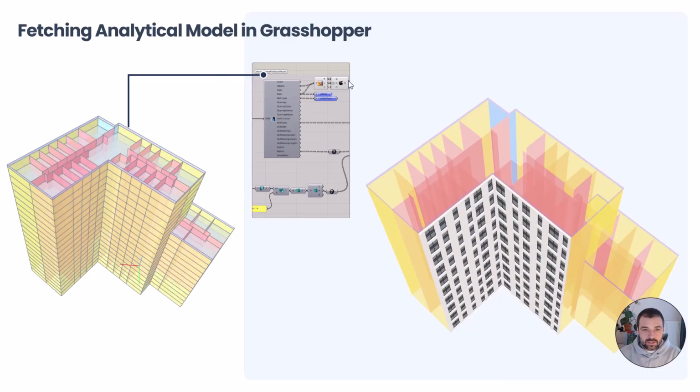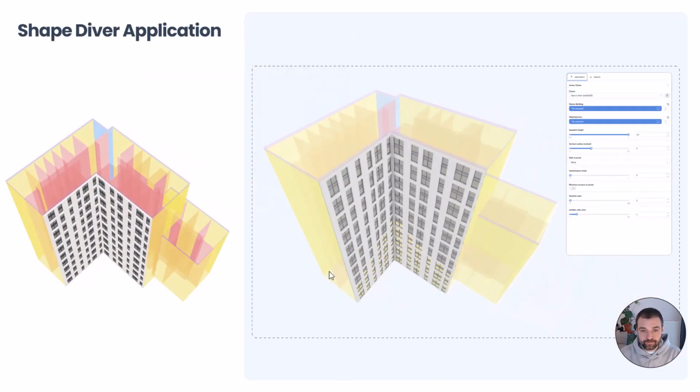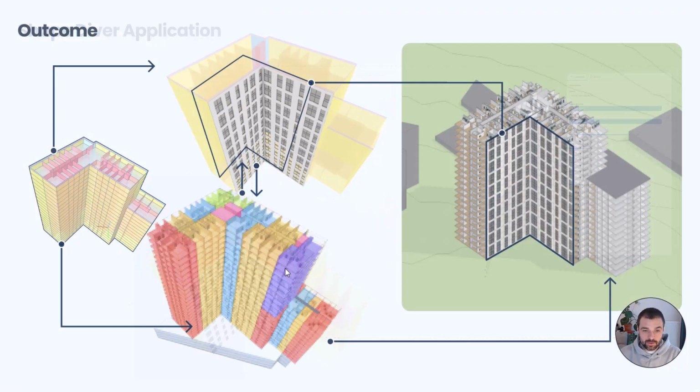Next, we will access this analytical model in Grasshopper using the Schema Rhino plugin and generate a parametric facade definition on top of it, which responds directly to the building geometry and embedded data. Next, we will convert our script into a web-based application using ShapeDiver. From there, our script becomes available beyond Grasshopper, allowing the facade to be configured directly in a browser.